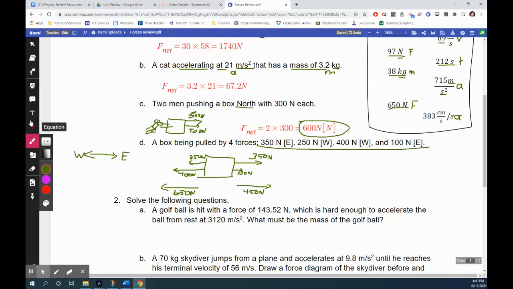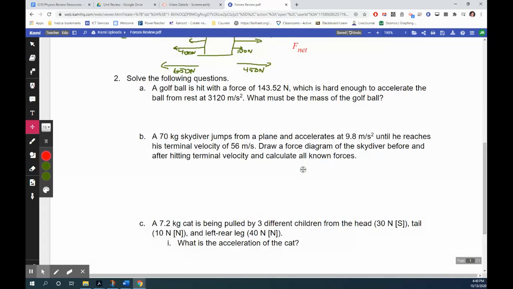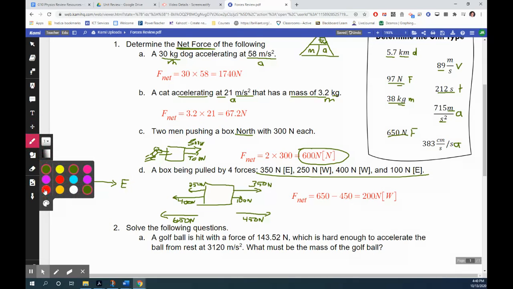So the net force in this case, F net, is going to be equal to 650 minus 450, which is 200 newtons. And pay attention to direction. It was west that won out, right? We are going to definitely have this one being bigger. And so 200 newtons west is our final answer. We have to pay attention to our direction.